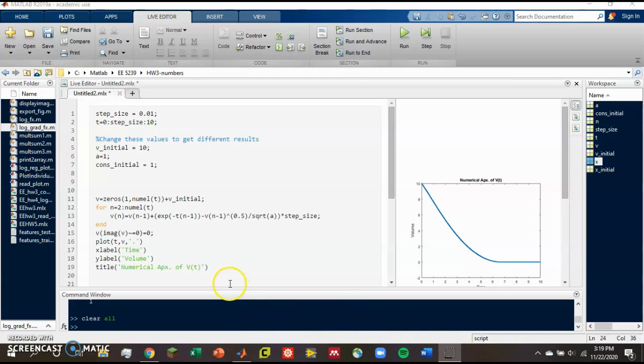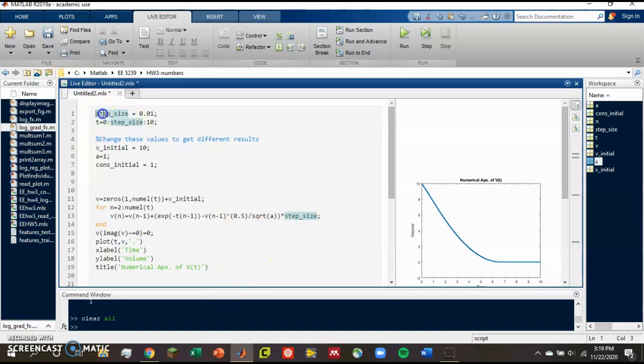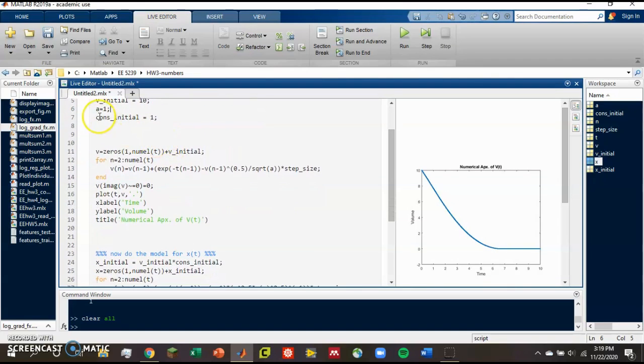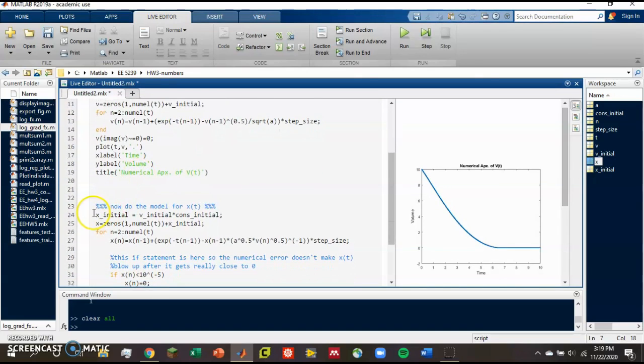Okay, so now on to my MATLAB in order to numerically approximate this. So I'll initially do step sizes of 0.01, and then I want to just numerically approximate from t equals 0 to t equals 10. So I set the initial conditions: I have an initial volume equal to 10, I have an initial A equal to 1, and my initial concentration is just equal to 1. So we know that my x initial, so the amount of stuff that I have initially, is just equal to my volume initial times my concentration initial.